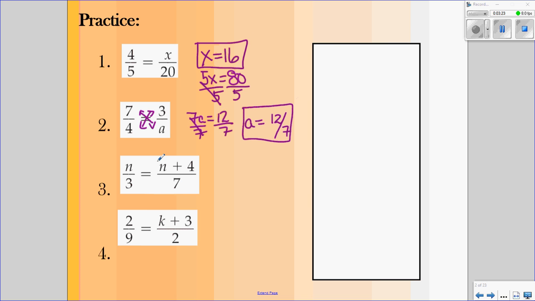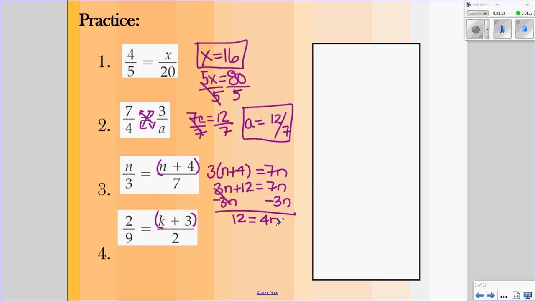For this one, remember when you have an expression, put the parentheses first. I'm going to do that over here too. And then you cross multiply. That way you will only do n times 3 and ignore the 4. And then this one's 7n. So distribution. And then you combine like terms. So you're going to bring this over here by subtracting. Get 12 equals 4n. Divide 4 on both sides. And then you get n equals 3.